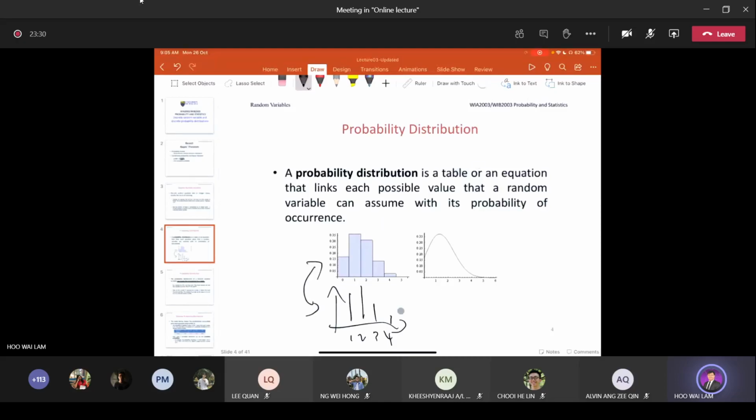Okay, and a continuous probability distribution will be represented by a curve, and for you to calculate the actual probability, you need to calculate the area under the curve. And that's why your integration comes in, if you still recall your integration in your maths class.